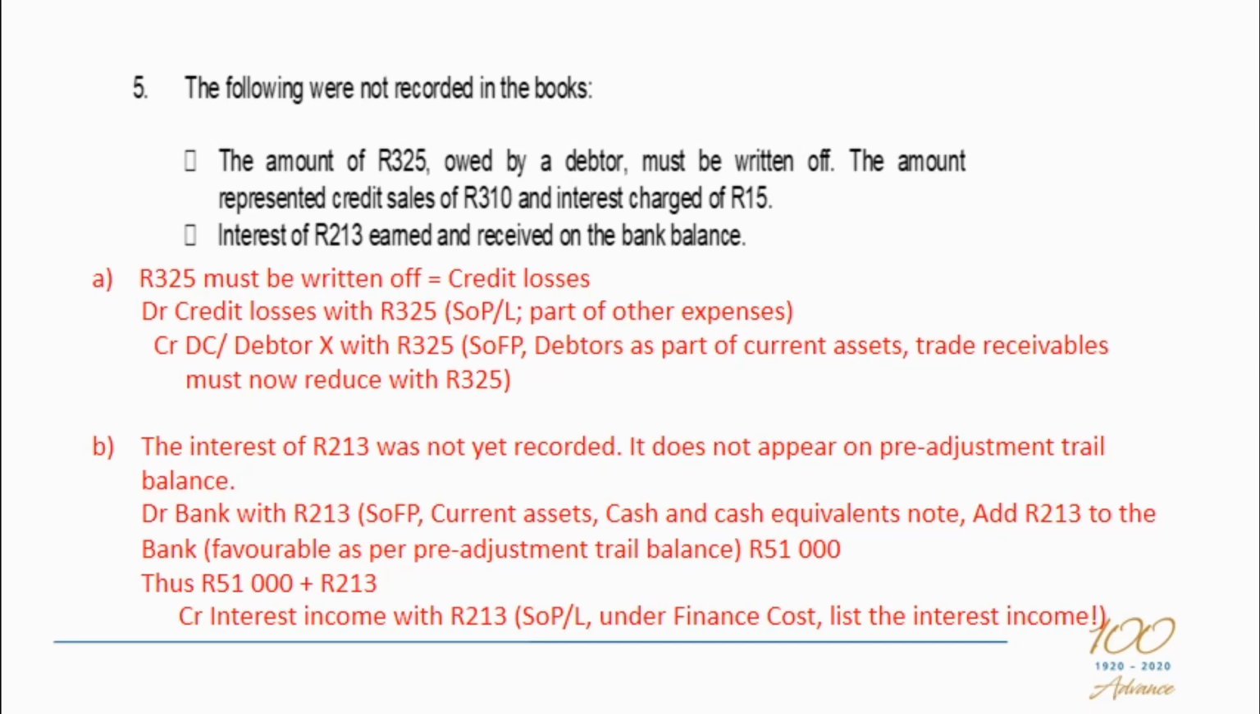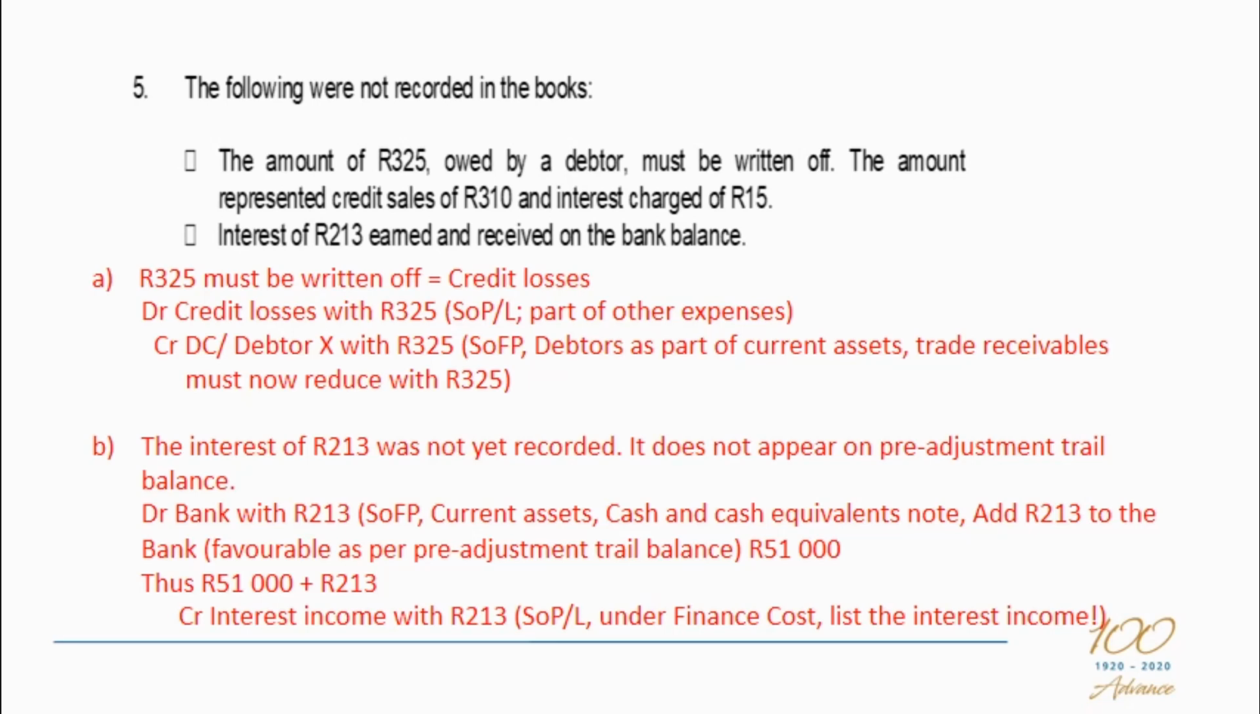The following was not recorded. Firstly, 325 Rand must be written off. So it is credit losses that we need to recognize. If we had done the adjustment, we would have said debit credit losses. That will have an effect on our statement of profit or loss and will form part of our other expenses, decreasing our equity. And we would have taken this debt out of our records. Therefore, my asset debtors will decrease on the credit side. It has an effect on my statement of financial position. Debtors form part of the current assets, specifically trade receivables, that will now be reduced by 325 Rand.